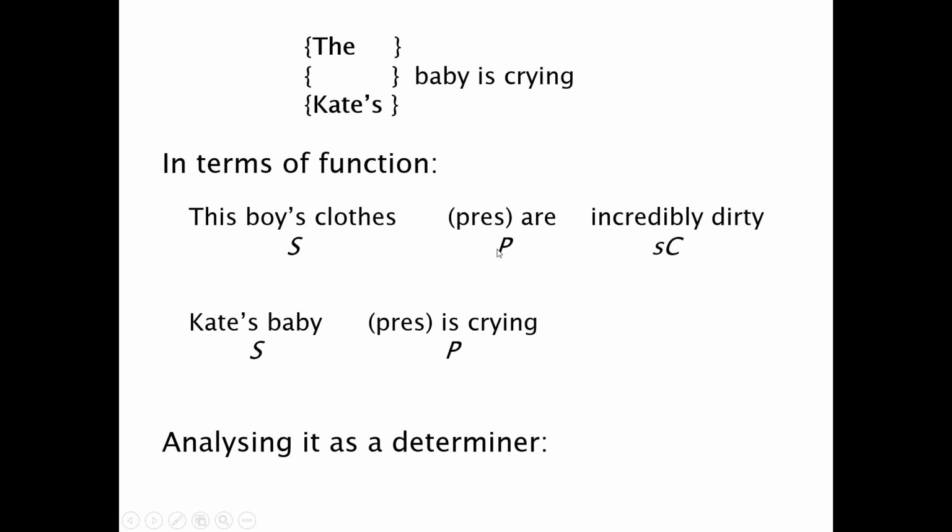So that is a linking verb, or you can call it verb, and here we have the subject complement, مكمل للفاعل. Kate's baby is crying, so Kate's baby is the subject, and is crying is an intransitive verb. So once again, you have to replace that with intransitive verb, rather than analyzing it as a determiner. Okay, so remember this.